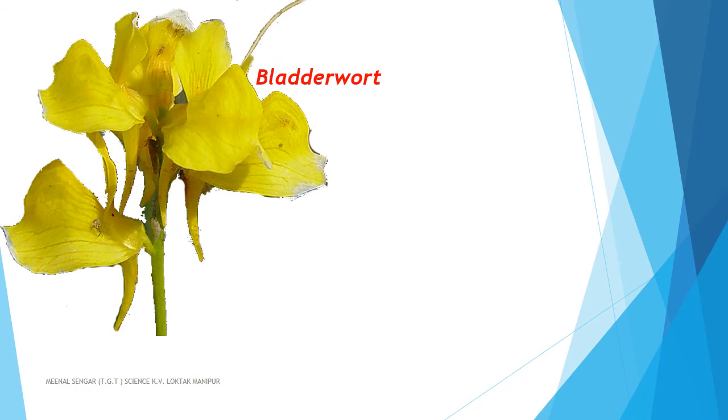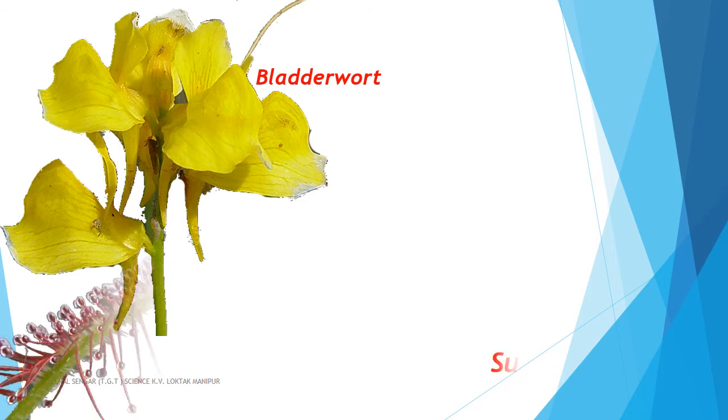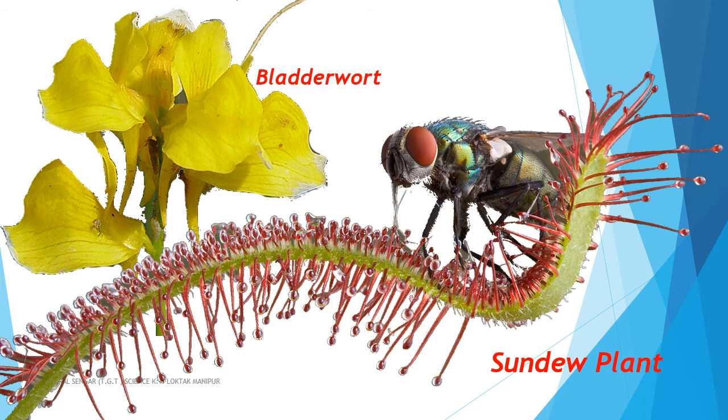This is bladderwort. Bladderwort is also an insectivorous plant. It can commonly eat all the flies, all the mosquitoes, whichever comes near its mouth. And this is sundew plant. Sundew plant means it has a small dew-like structure on its head. It rolls down above the insect and digests it very rapidly.